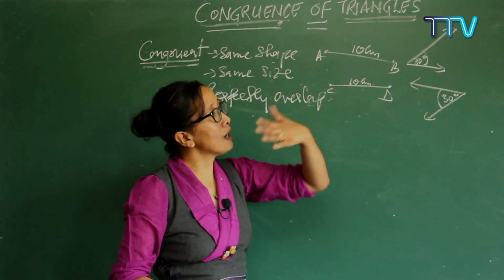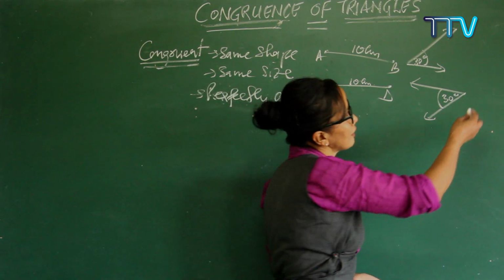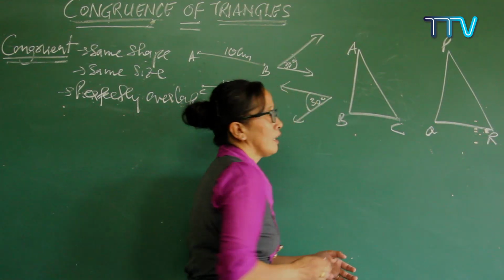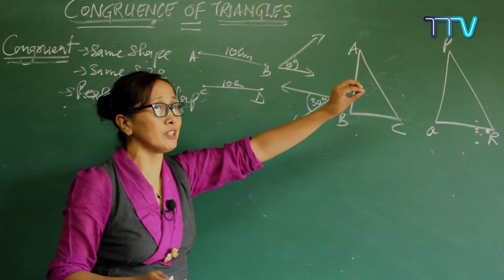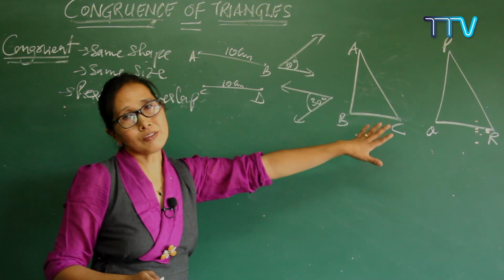Understood? Now come towards triangles. When you look at the triangles, see here, two triangles are there. We are going to check whether two triangles are congruent or not, okay?